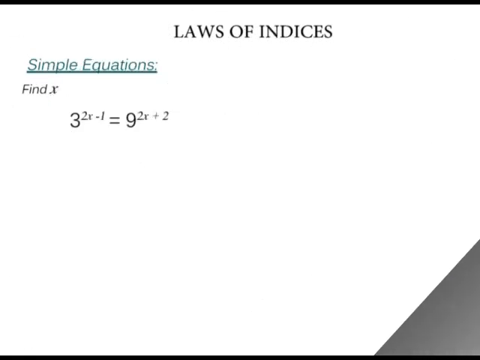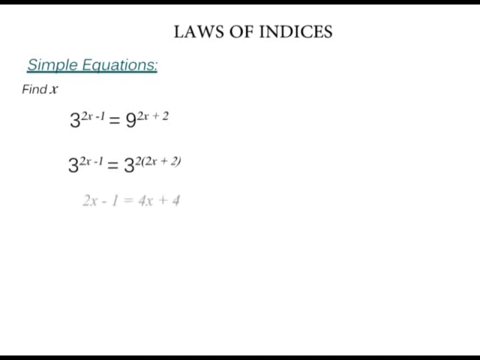Another example, 3 raised to power 2x minus 1 is equal to 9 raised to power 2x plus 2. We express 9 to base 3. So we shall have 3 raised to power 2x minus 1 is equal to 3 raised to power 2 into 2x plus 2. Now we equate the indices since the bases are the same. 2x minus 1 is equal to 4x plus 4. And solving for x, it will be negative 5 over 2.